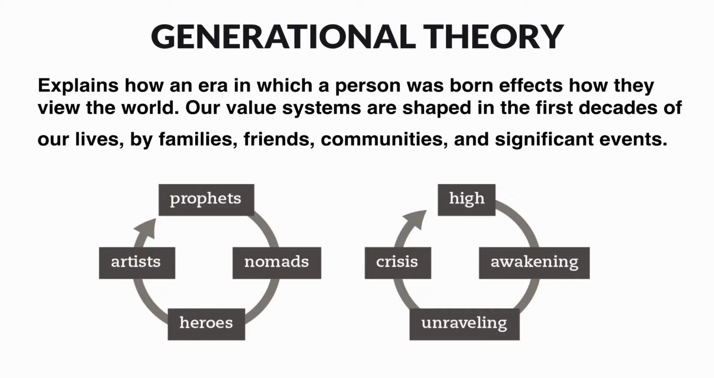So again, generational theory shows that prophets come of age, and coming of age is that 13 to 20-year-old time frame, in a high. So when there's a lot of economic prosperity, then nomads come of age during an awakening, when there's a questioning of culture and of standards. Heroes come of age during an unraveling, which we certainly saw with the Great Recession. And then artists come of age during what they would call a crisis. So that could be either a spiritual crisis, a financial crisis, or a political crisis.